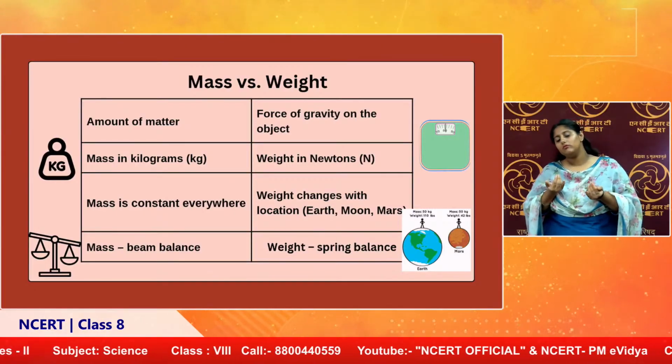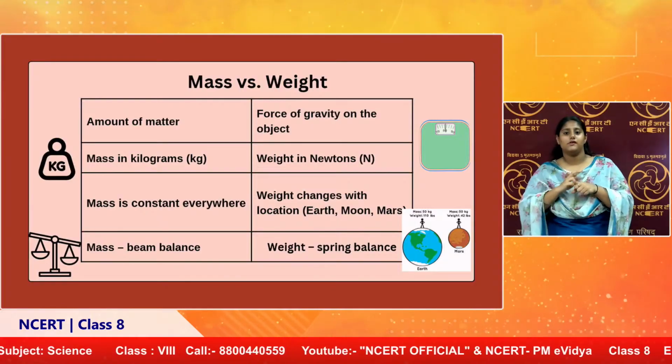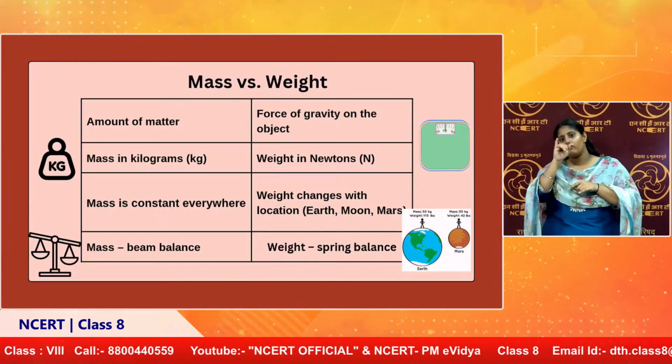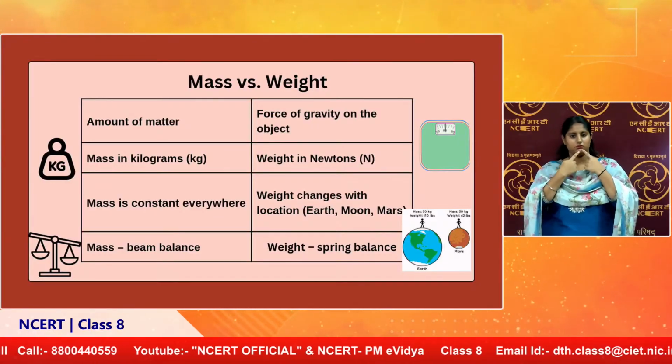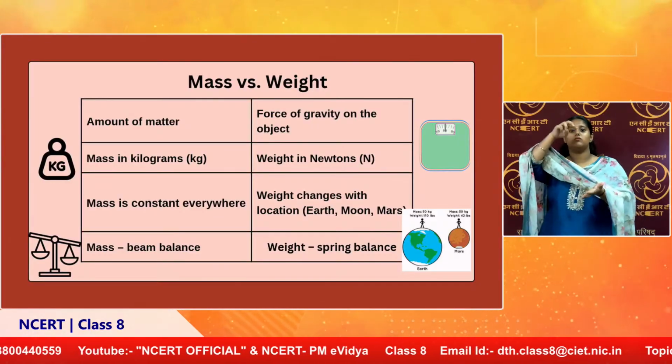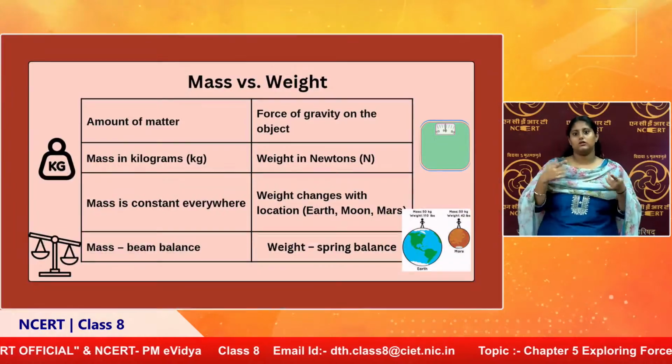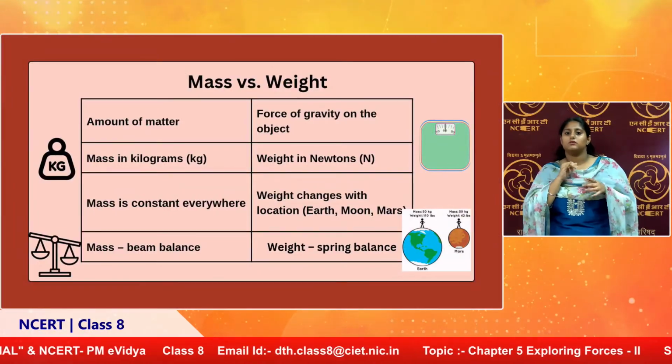So the value of g is not the same on the moon. So your weight will be 50 divided by 6. And that is why people bounce. Yes, astronauts bounce when they are on the moon because they feel lighter. That's the reason, because 50 divided by 6, you will have barely any weight on the moon, not the mass.